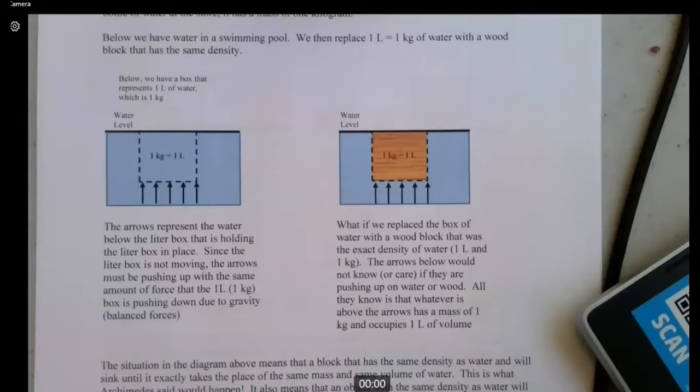So below, let's read this. Below, we have a box that represents 1 liter of water, which is 1 kilogram. The arrows represent the water below the liter box that is holding the liter box in place. So just think of this as a box of, it could be anything. Gravity's going to pull it down with a certain amount of force. Since this box of water is not moving down, it means that the force of the water underneath it, think of it like a tabletop, is pushing an equal amount of force upward as the amount of force that gravity is pulling this box downward with. And since the box is not moving down, it has to be an equal amount of force down. That's our balanced forces.